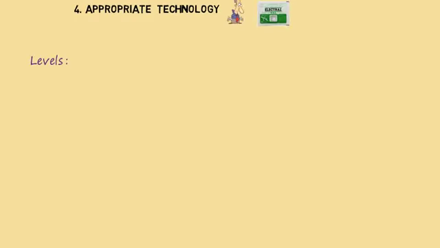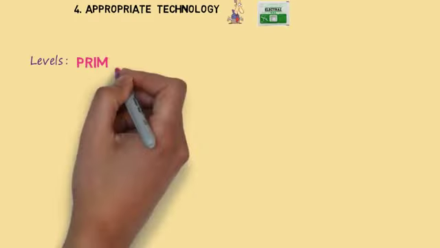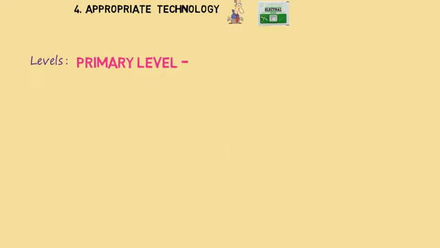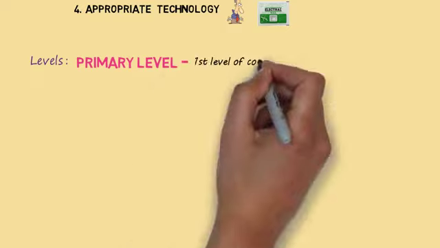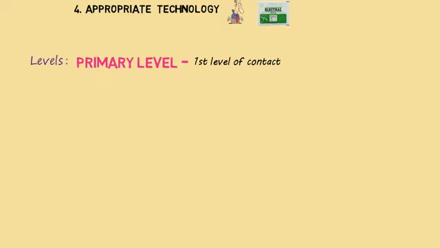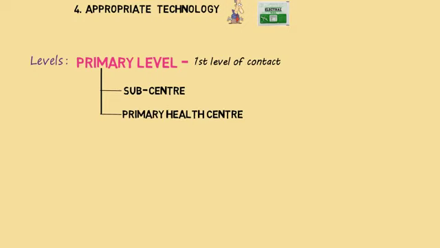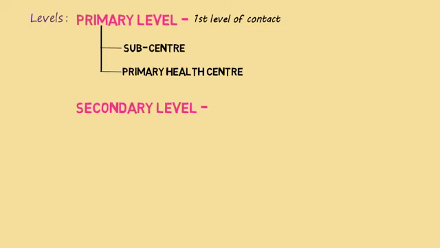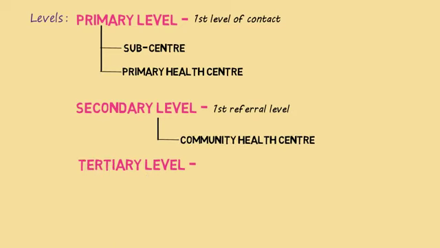Next, we come to the levels of primary healthcare. First is the primary level. It is the first level of contact between the healthcare setup and the patient. It includes sub-center and primary health center. The secondary level is the first referral level. It includes community health center. Finally comes the tertiary level, which is the second referral level. It includes medical colleges and hospitals.